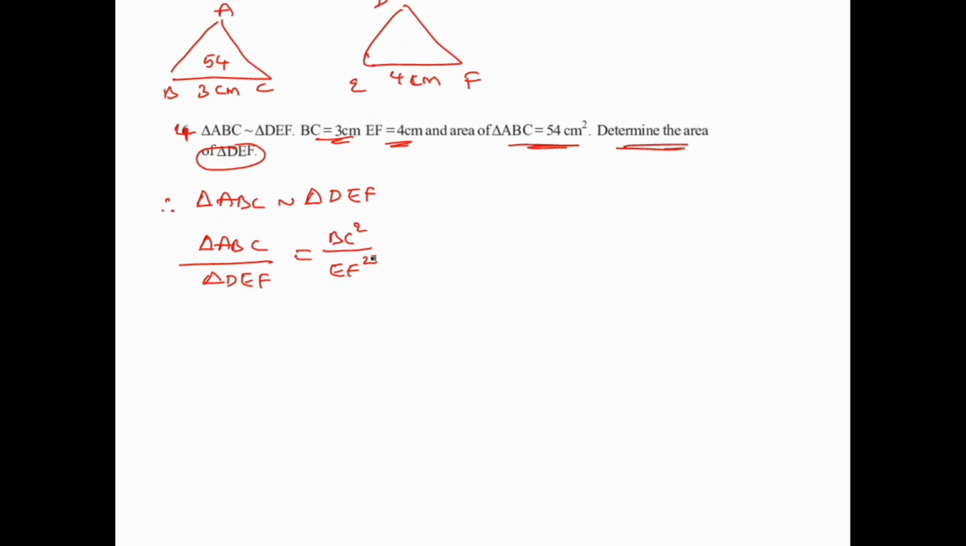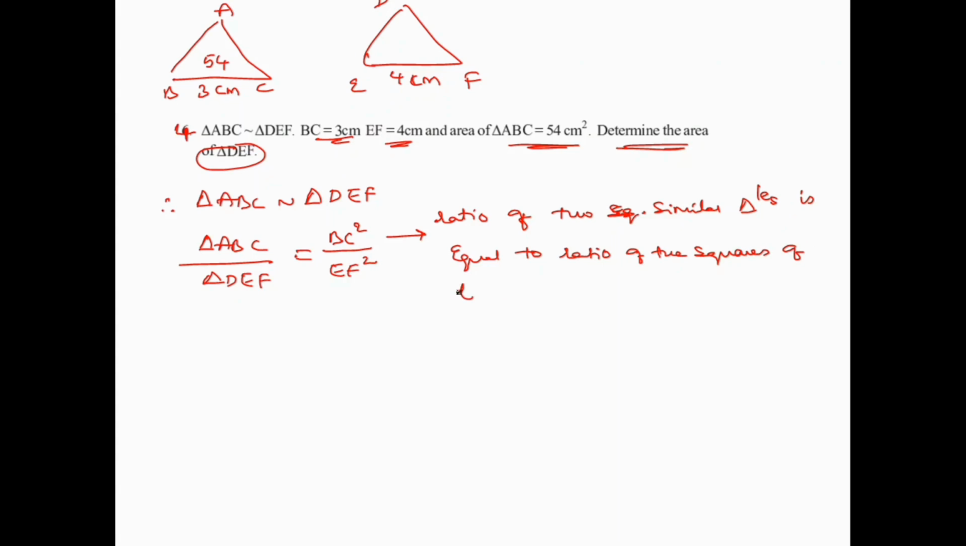This is what we have done earlier, right? The ratio of the areas of two similar triangles is always equal to the ratio of the squares of the two corresponding sides. Hope this is clear, right?